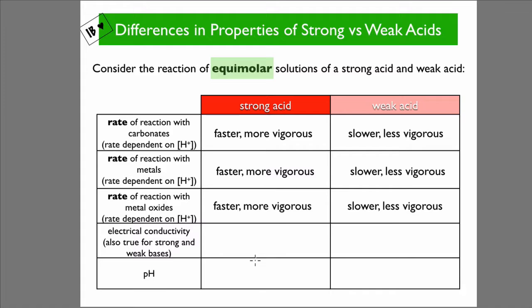What about electrical conductivity? Remember, electrical conductivity depends on how many free ions you have in solution. Strong acids obviously have more free ions in solution, and so they're going to have a higher conductivity than the weak acids, where they're mostly existing as non-charged particles, as molecules. And the pH is going to be far lower because you've got a higher concentration of hydrogen ions in strong acids, and you get a higher pH with weak acids, near 7.